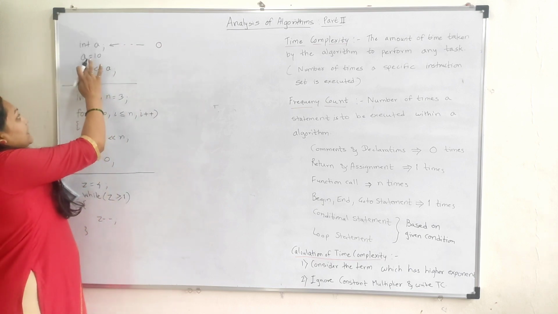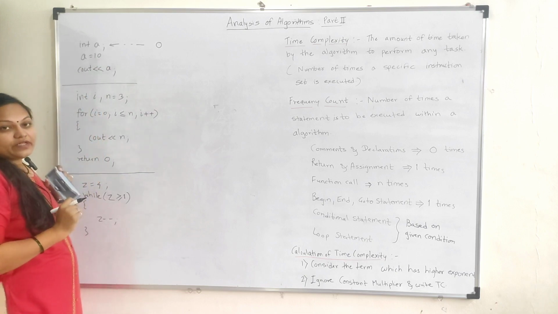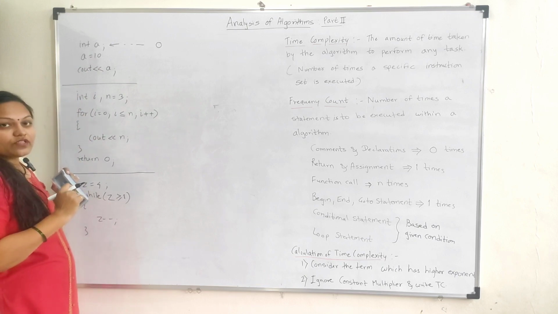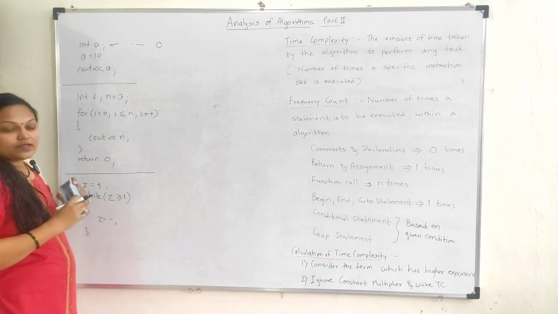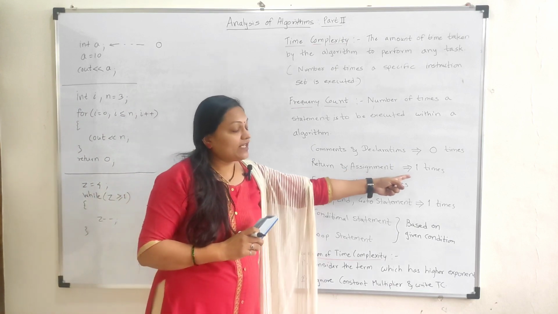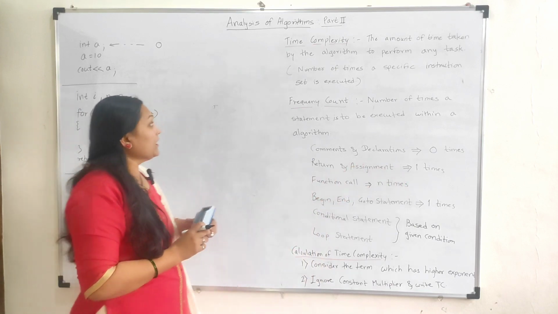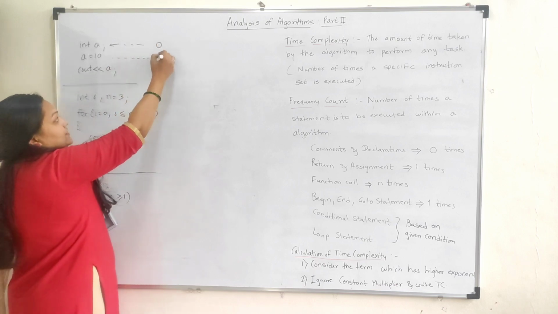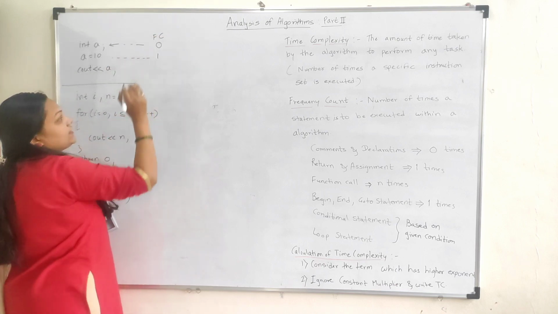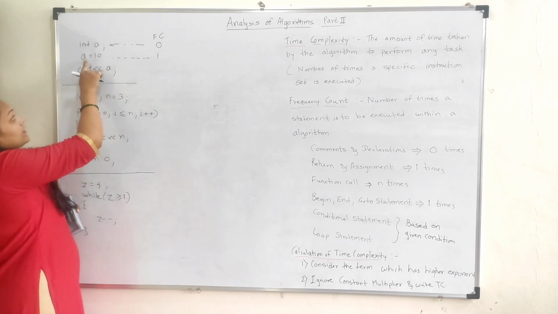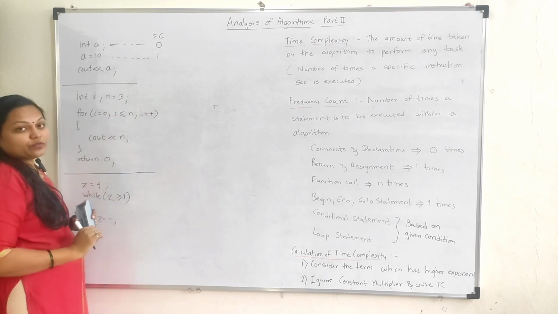Then this is the assignment statement. We are assigning the value 10 to a. So this we can say is an assignment statement. How many times will an assignment statement execute? It will execute 1 time. So I am writing the frequency count: the frequency count for this statement is 0, and the frequency count for this statement is 1.